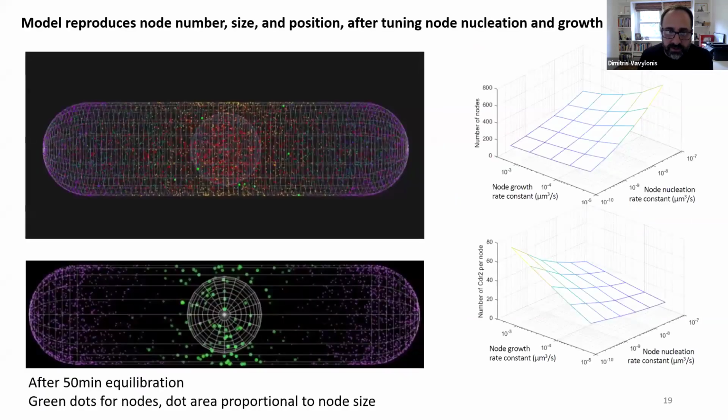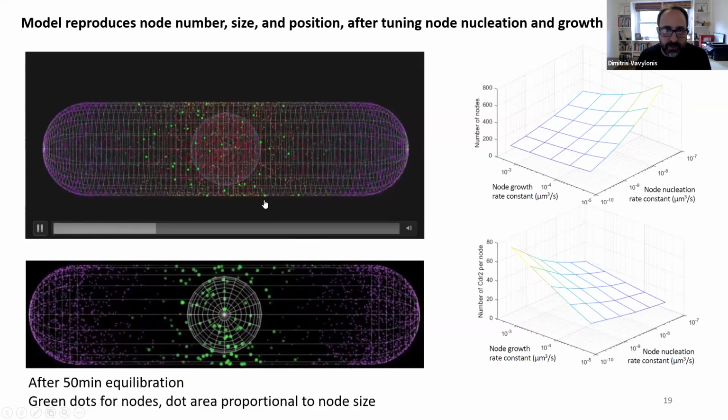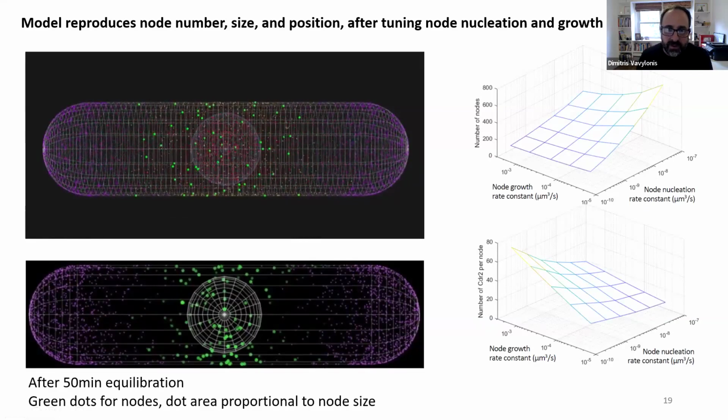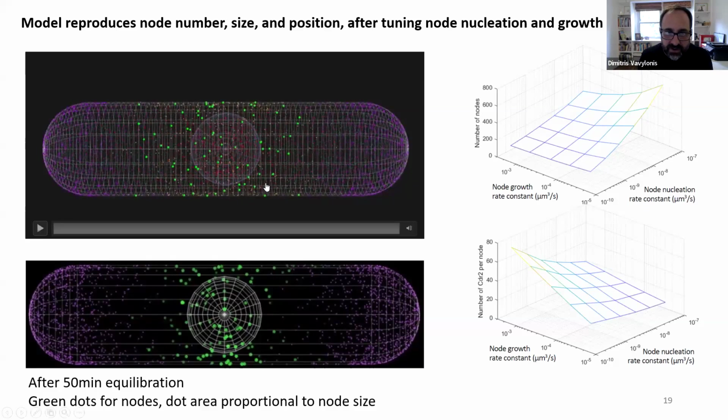So what we find is that this is a simulation of this system. You can see this CDR2 accumulating as nodes, these are the green dots in the simulation, on the membrane. We assume these are static as well. And in the bottom part, this shows the equilibrated simulation after 50 minutes.